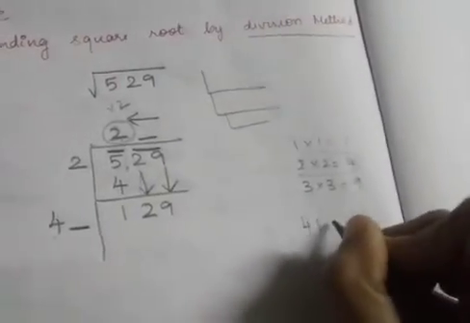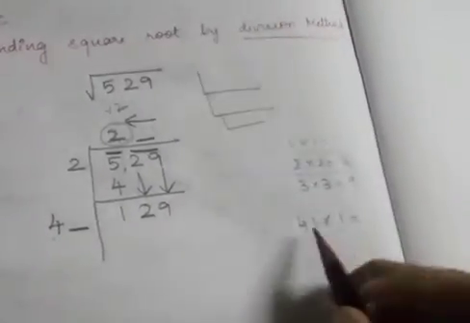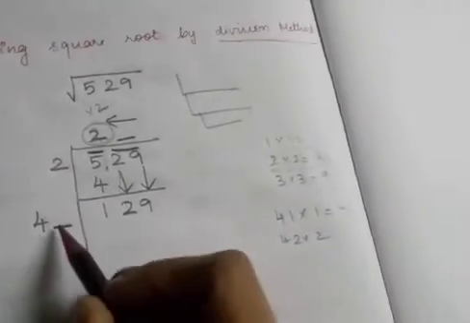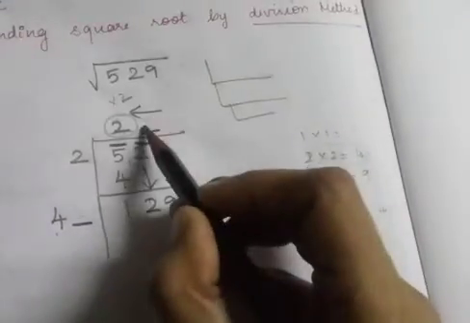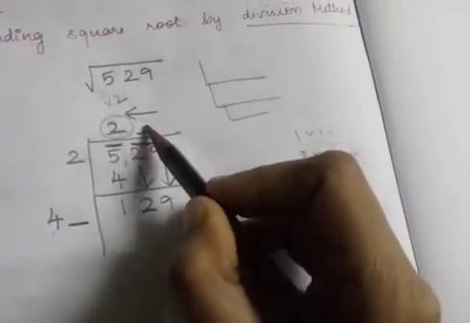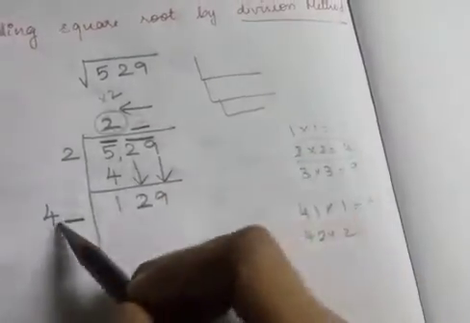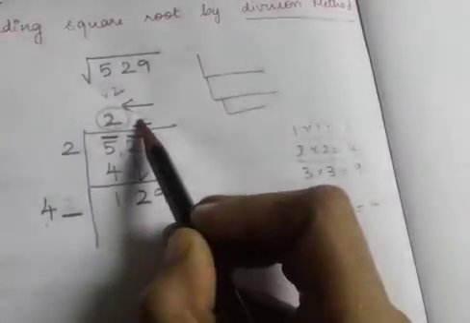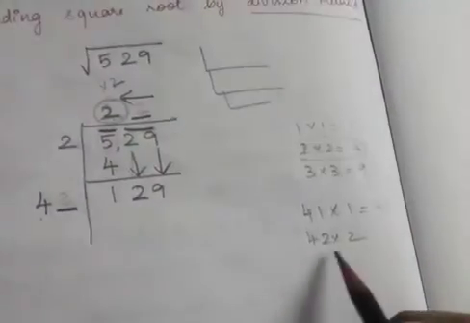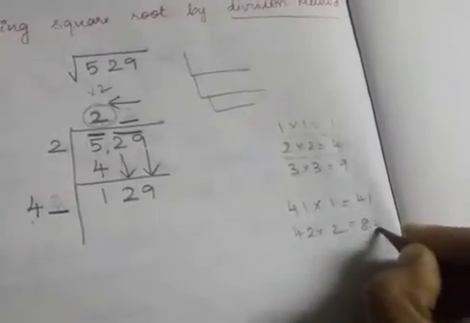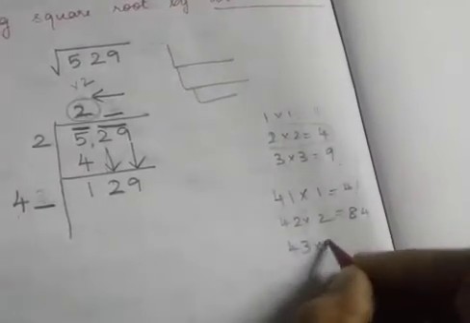41 into 1. What is 41 into 1? 41. Then 42 into 2, because if you are adding 2 here, here also it should be 2. If it is 3 here, here also 3. If it is 2, here also 2. So 42 into 2. What is 42 into 2? 84. Next, 43 into 3.